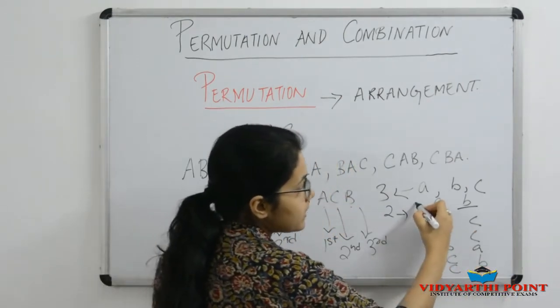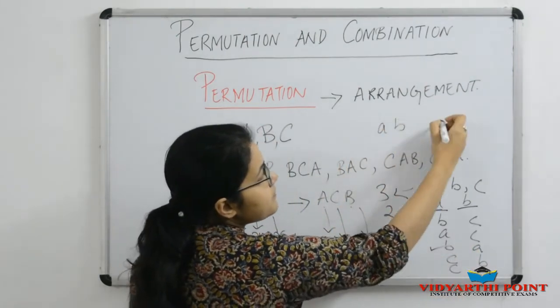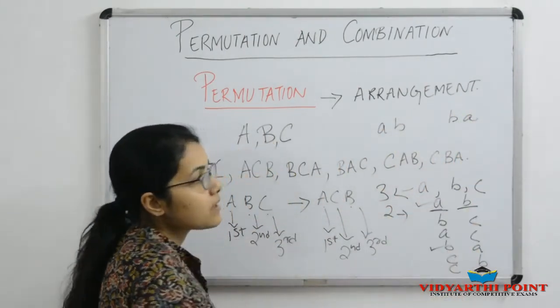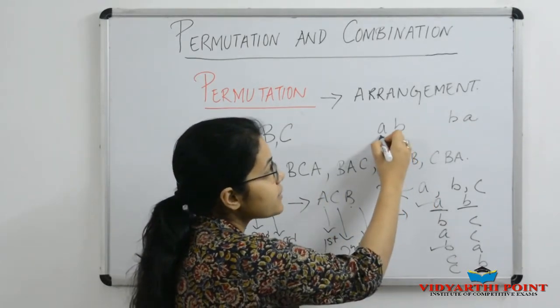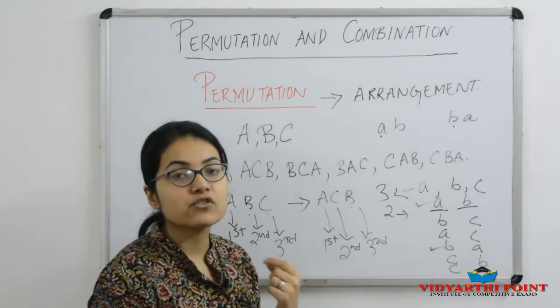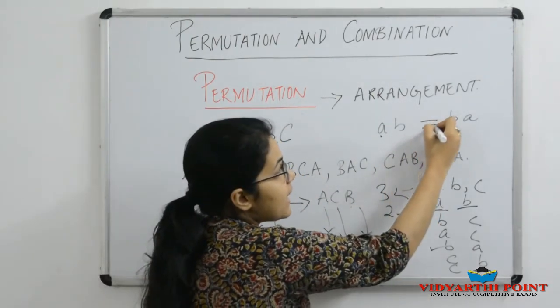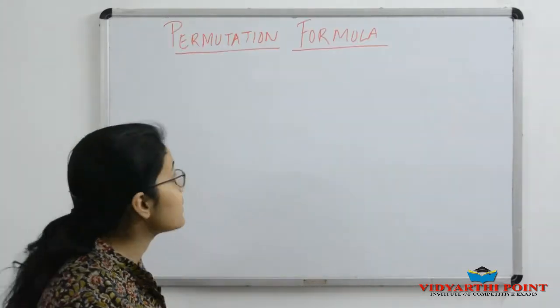Here also AB, BA, AB, BA. Both of them have the same letters A and B, but here A is first, whereas here B is taken first. So here we are taking them as two different arrangements, and AB will not be equal to BA. Now let us look at another example.